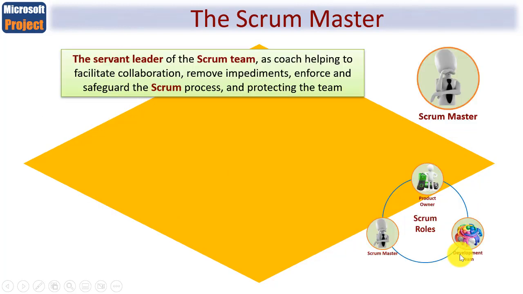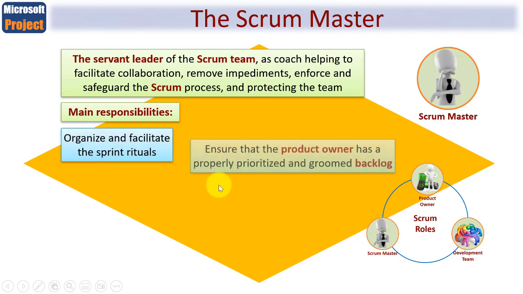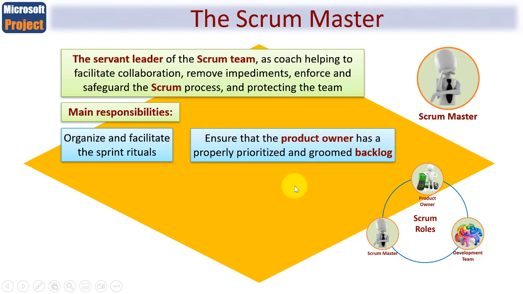So the Scrum Master is the servant leader of the Scrum team, also working as a coach, helping to facilitate collaboration, remove impediments, enforce and safeguard the Scrum process, and as I've suggested, protecting the team. So their main responsibilities are to organise and facilitate the sprint rituals, if you will, and ensure that the product owner has a properly prioritised and groomed backlog. You see the way in which this works in partnership?